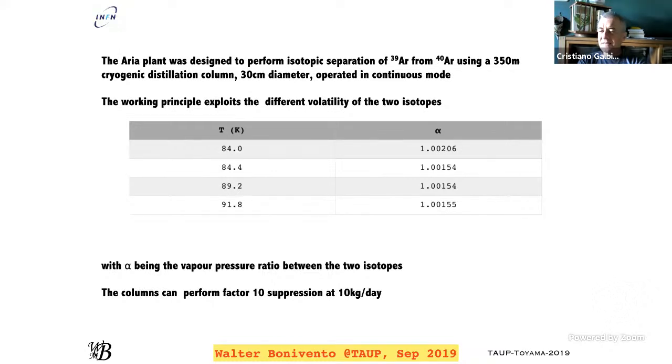The Aria plant, on the other hand, was designed to separate isotopes based on a quantum property of isotopes. Their volatility depends, ever so slightly, on the total number of protons and neutrons in the nucleus, from the atomic number. And therefore you can separate these elements. If you have many different stages of equilibrium, you can separate them in an effective fashion.